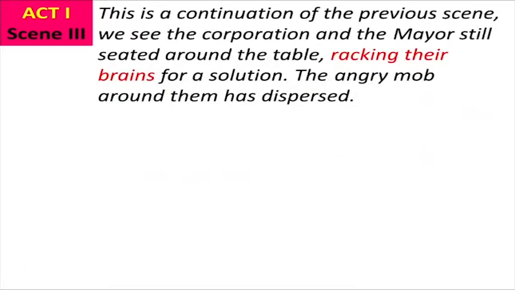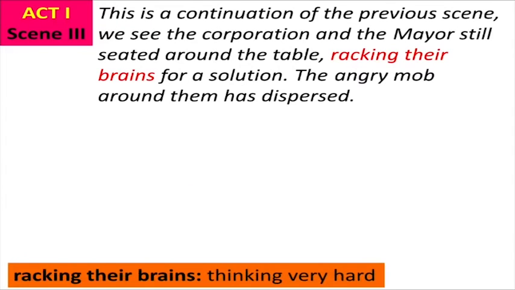Next we have Act 1, Scene 3. This is a continuation of the previous scene. We see the corporation and the mayor still seated around the table, racking their brains for a solution. The angry mob around them has dispersed. Racking their brains means thinking very hard. So the mayor and the council members are still thinking very hard to come out of this problem, while the angry mob which was there to protest had dispersed.